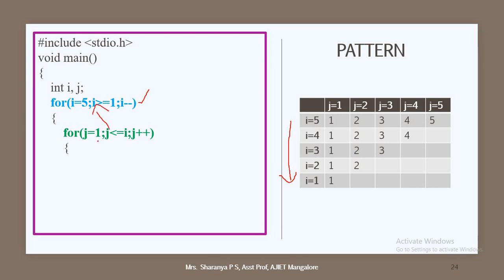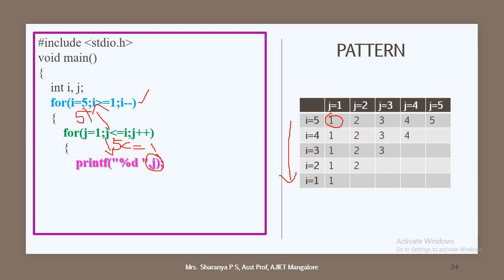And the pattern that we want to print is the content of the J value. What is that? The first time, the I loop will be running with the I value as 5. This J loop will be running 5 times, as J is less than or equal to 5. In the Jth location, it will print 1, and then J will be incremented.